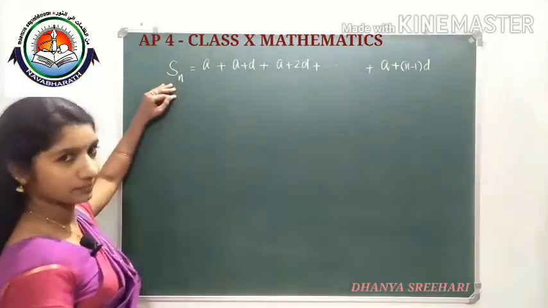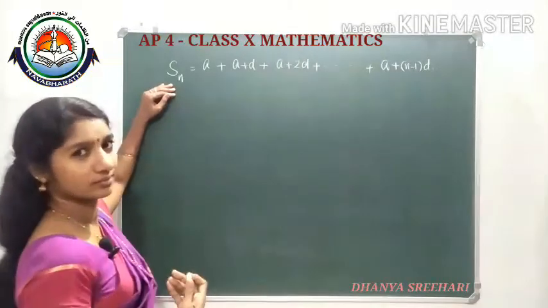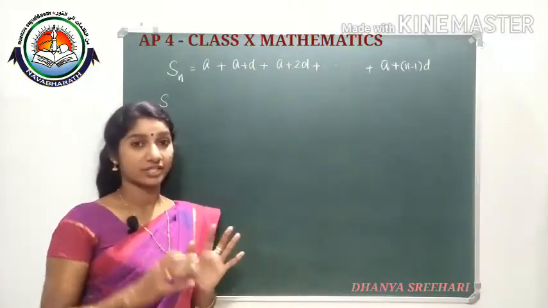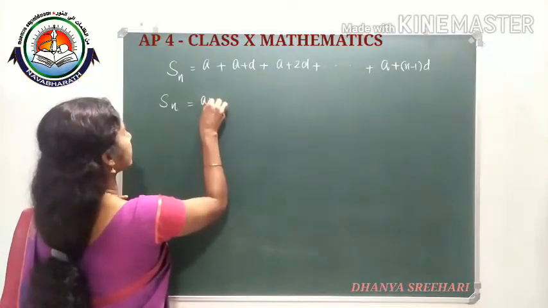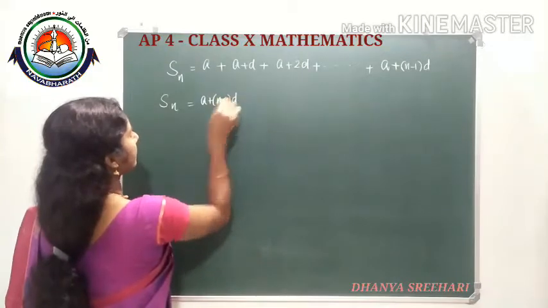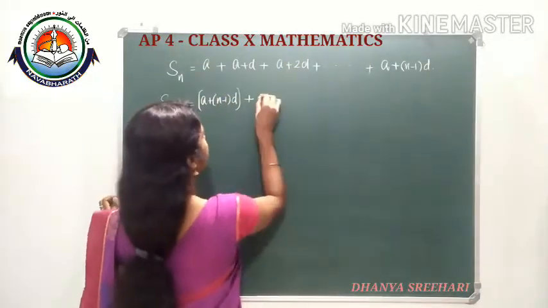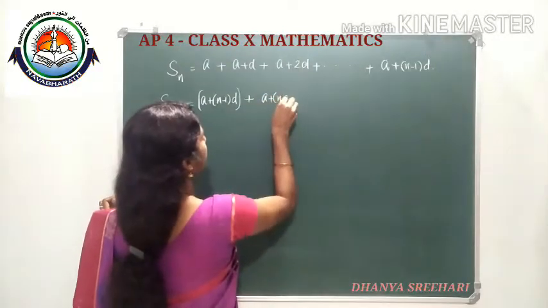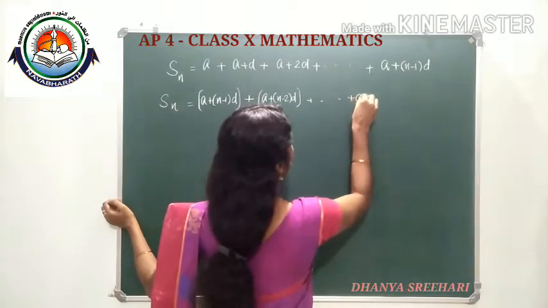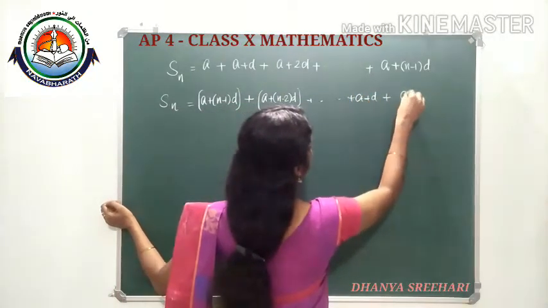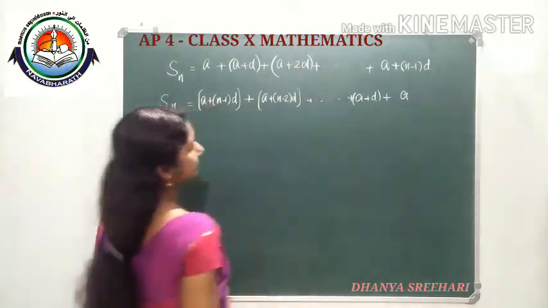See, we got one sum. I am going to write the same sum again by changing the order, since addition is commutative. So Sn is equal to, the last term I am writing first: a plus n minus 1 into d, plus its previous term a plus n minus 2 into d, plus etc., plus a plus d, plus a, and the last term is a.